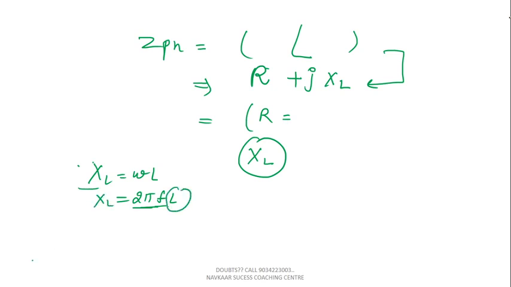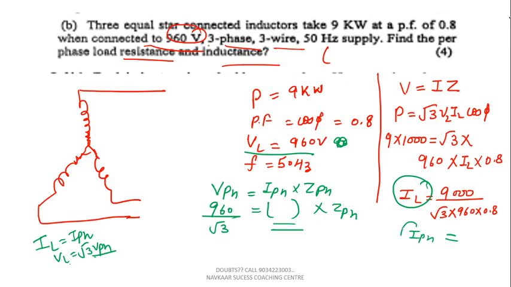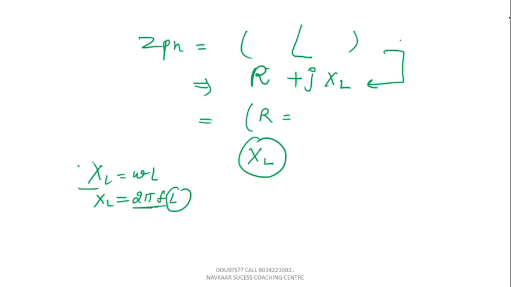I just told you the concept only. So first calculate IPH, put this value of IPH here, then calculate the value of ZPH, then convert ZPH into which form? Rectangular form. If you compare, you will get the value of R and XL that they have asked.